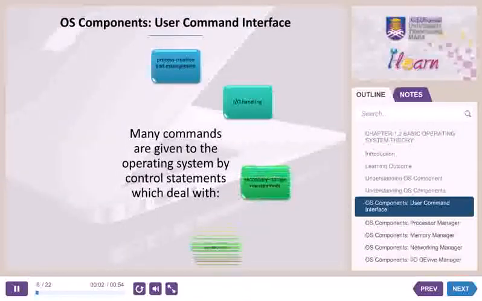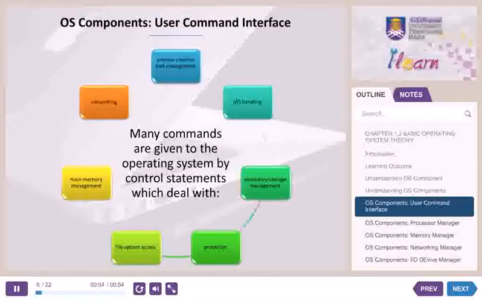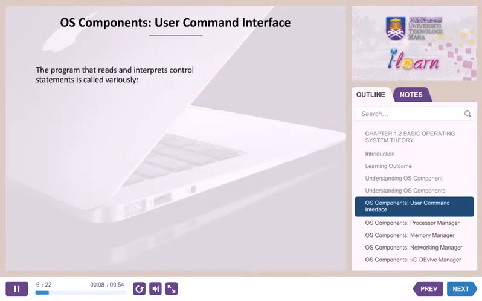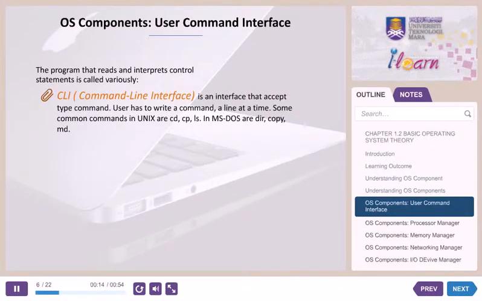OS components, user command interface. The program that reads and interprets control statements is called variously. CLI, command line interface, is an interface that accepts typed commands. The user has to write a command, a line at a time. Some common commands in Unix are cd, cp, ls. In MS-DOS: ADA, copy, md.